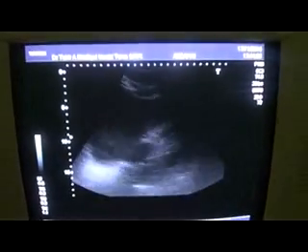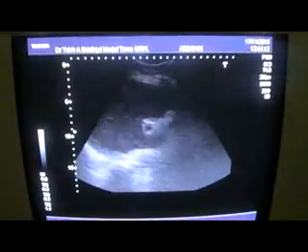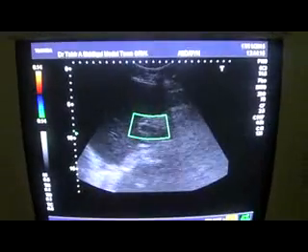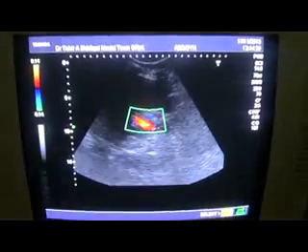Hepatic veins are normal, as you can see. This is the portal vein, normal, patent.